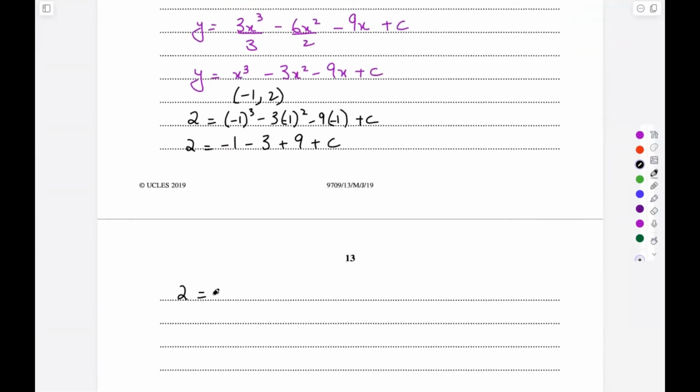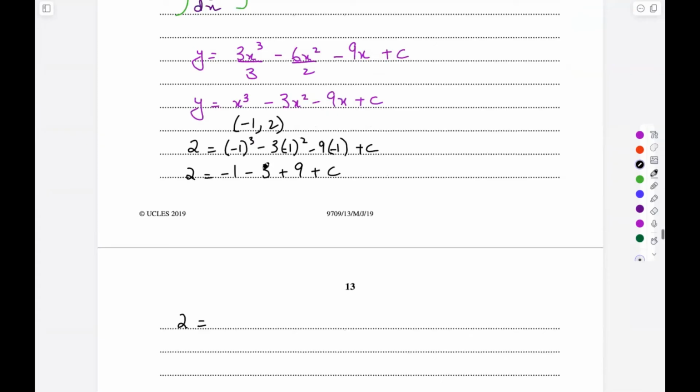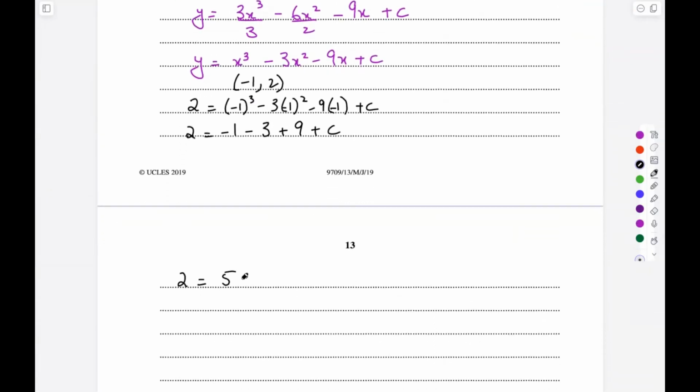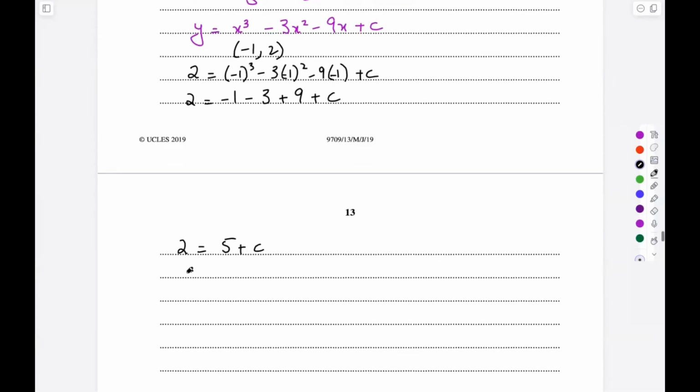So we'll get 2 equals -1 minus 3, which is -4, and -4 plus 9 is +5, plus c. So c will be equal to 2 minus 5, which is equal to -3. So once we have the value of c, we can write the equation of the curve, that will be y equals x cubed minus 3x squared minus 9x minus 3.